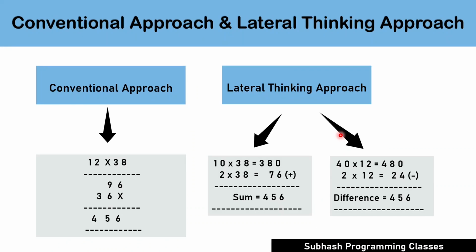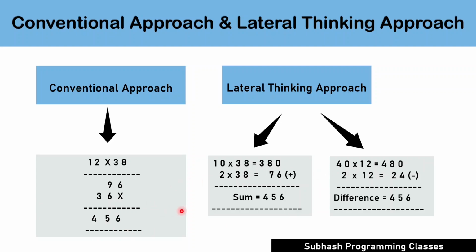Now, let me take a simple example to show you the difference between the conventional method and the unconventional or lateral thinking method for solving a multiplication problem. Let's take a simple calculation of 12 multiplied by 38. The conventional approach would be to multiply 38 by 2 first, then multiply 38 by 1 next, and then add all of them in a squared arrangement. This approach definitely requires you to scribble on a sheet of paper and it takes time.